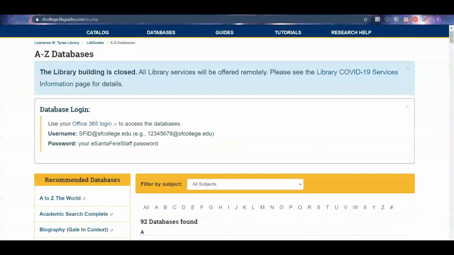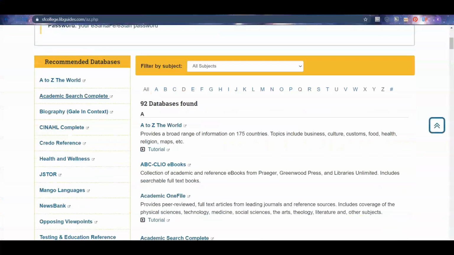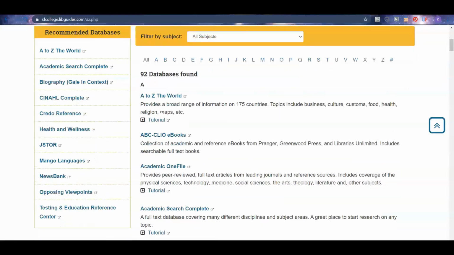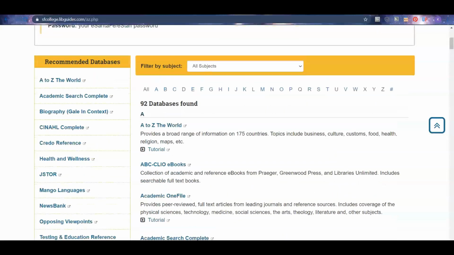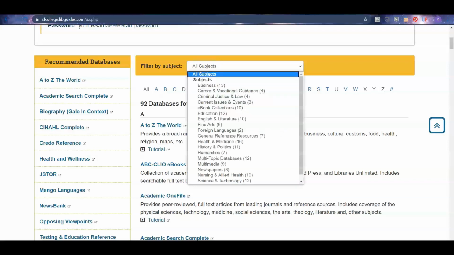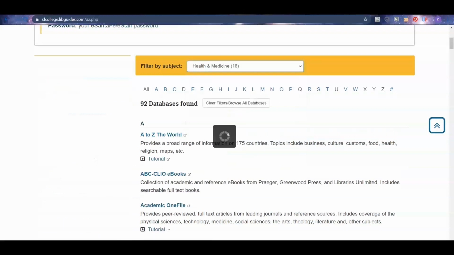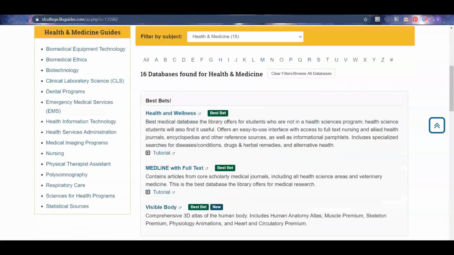Now, there's a number I could choose from. I've recommended before that Academic Search Complete is usually a pretty good place to start, but we've got 92 databases, and what you might consider is based upon what your topic deals with, looking at the subjects menu and seeing if any of these specialized subjects fit with your topic. So obviously, health and medicine could be useful to me. And so you can see here that we have 16 databases that would help with a topic that falls under the category of health and medicine.